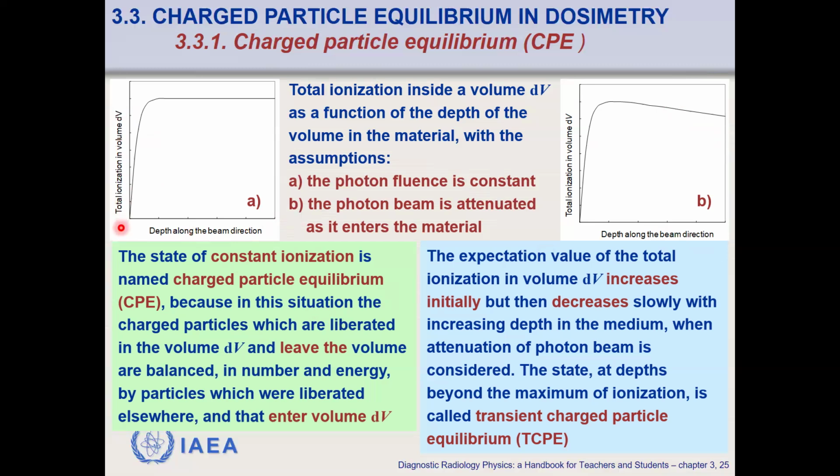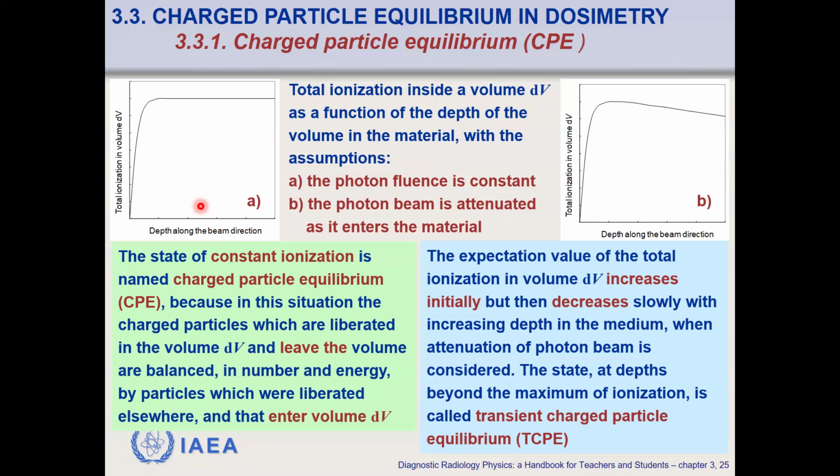For charged particle equilibrium, this is what we can see in this picture, and TCPE is what we can see in the second picture. So here we will see the total ionization in volume dV per depth along the beam direction, how this is changing. So CPE occurs when the number of charged particles entering a specific volume within a medium is in balance with the number of charged particles exiting that volume. In CPE, the ionization chamber, for example, experiences a constant dose rate.